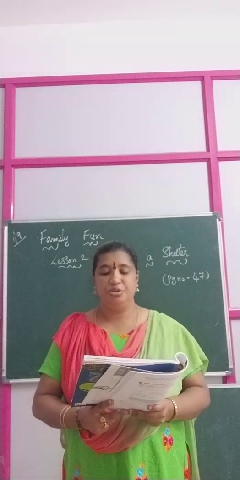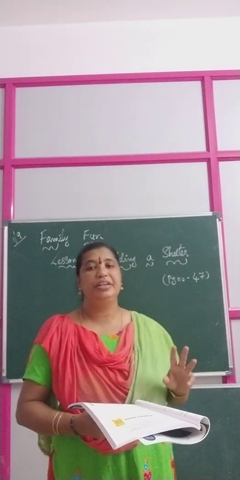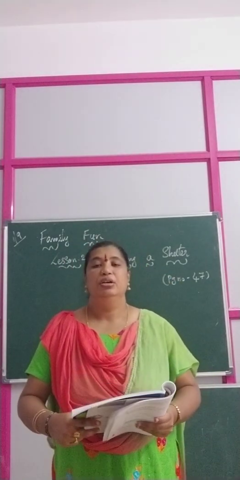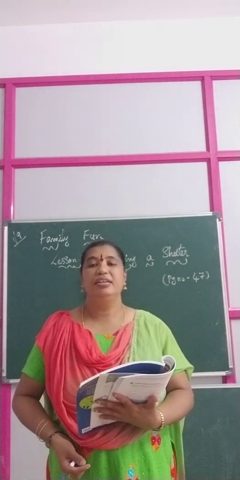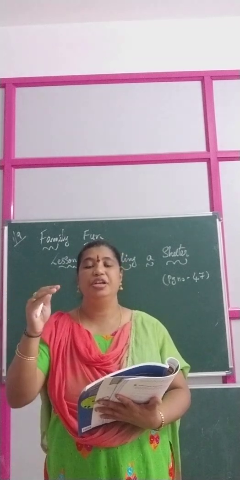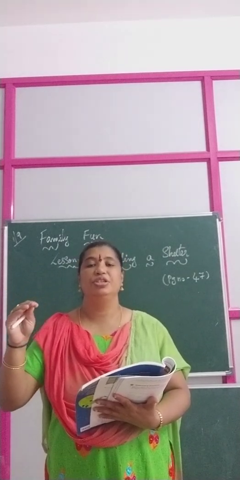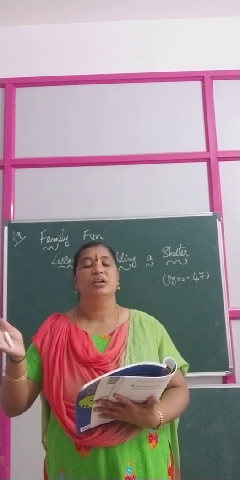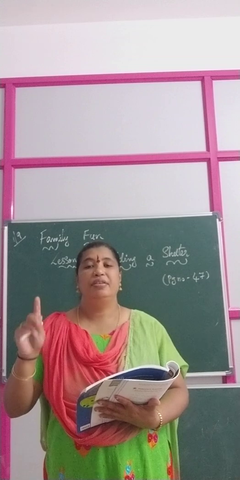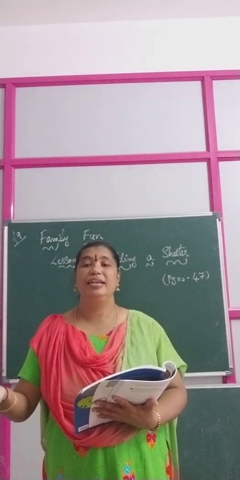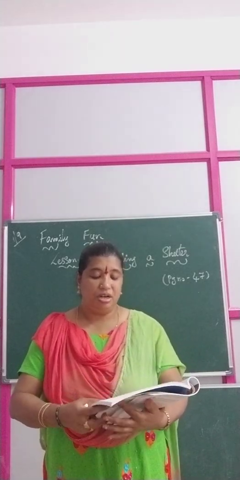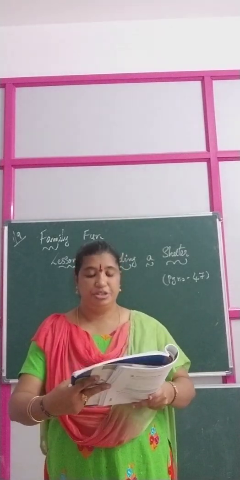Today we are going to look into the second lesson in the third unit, that is third section, building a shelter. A shelter is a house or a roof wherein we are going to reside, wherein we are going to live, so that this house or shelter will protect us from sun, rain, cold and even wild animals. So this lesson is on the topic of building up a shelter.